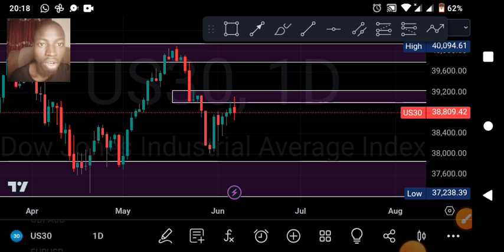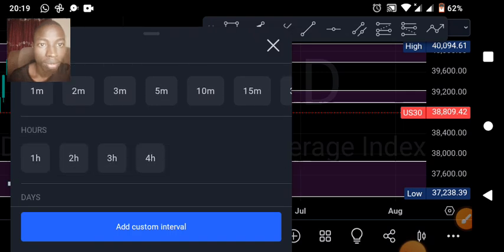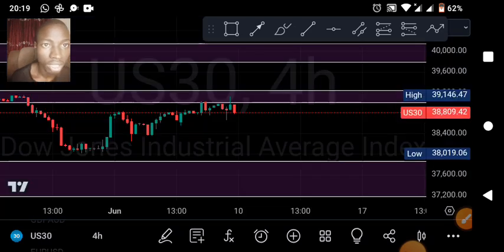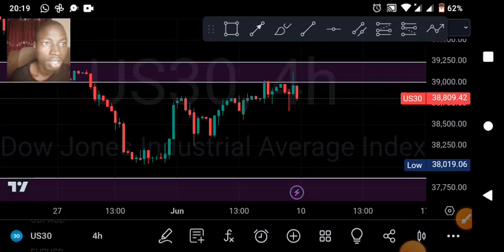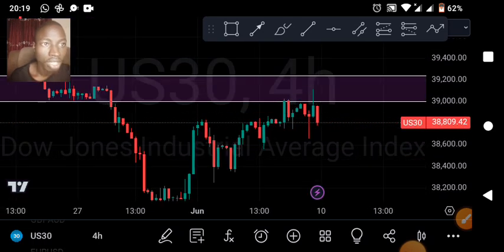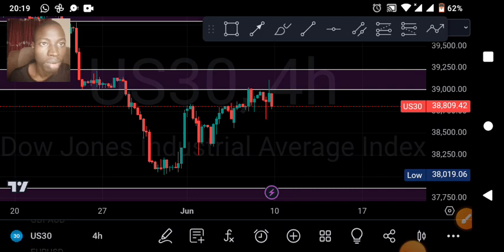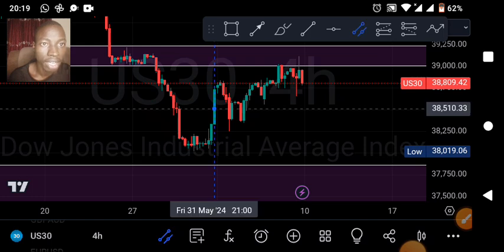I'll move quickly to 4 hours so that we can see what the market has for us, because daily has already shown us whatever the market has been doing for some time. So this is 4 hours. What we do now is outline what the 4 hours is doing and see where we are as the next possible move for US30 next week.